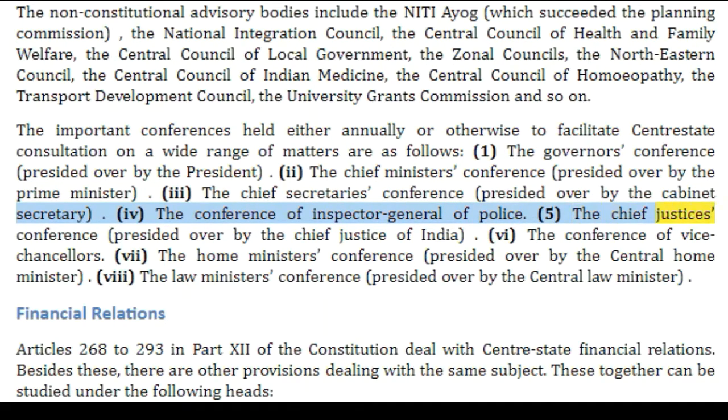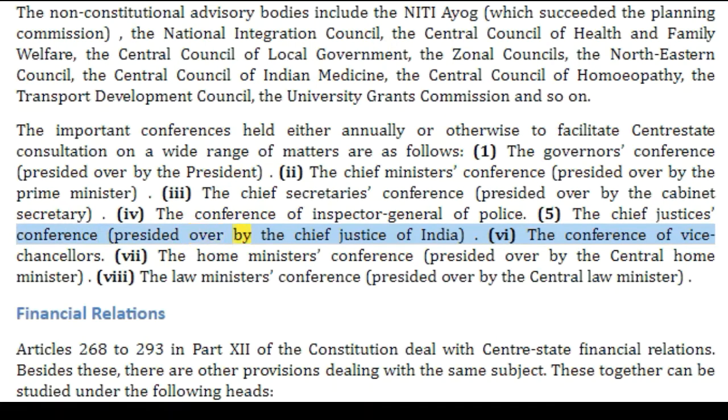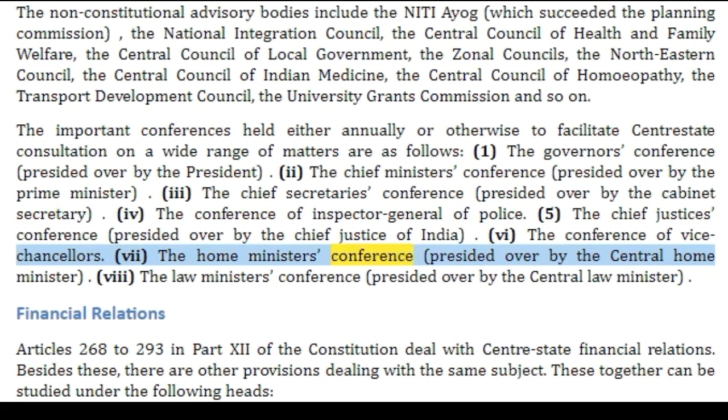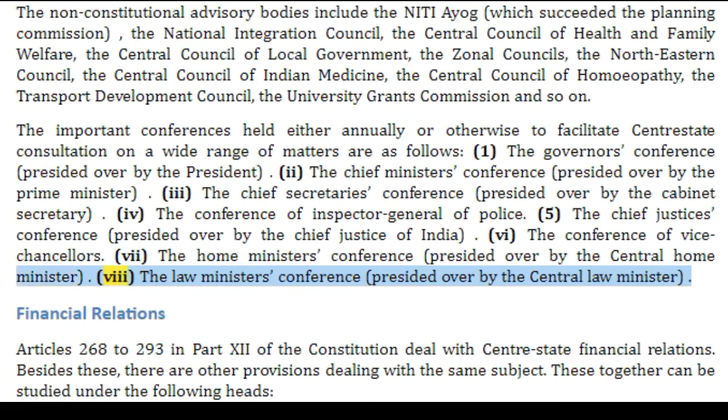5. The Chief Justice's Conference, presided over by the Chief Justice of India. 6. The Conference of Vice Chancellors. 7. The Home Minister's Conference, presided over by the Central Home Minister. 8. The Law Minister's Conference, presided over by the Central Law Minister.